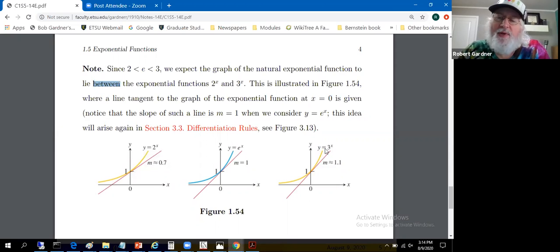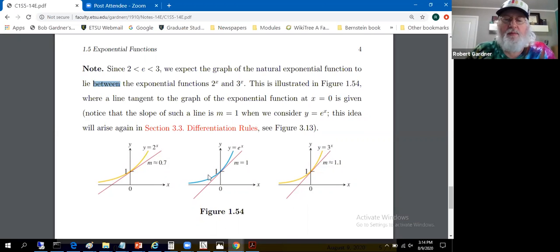Over here at 3, they've done the same thing. And this one will be steeper. Remember, bigger base, steeper function. And here, they've drawn a tangent line. All these exponential functions will pass through the point 0, 1. A to the 0 is 1, as long as a is not 0, and it won't be. And they've drawn a tangent line through the point here, and they say the slope here is about 1.1.